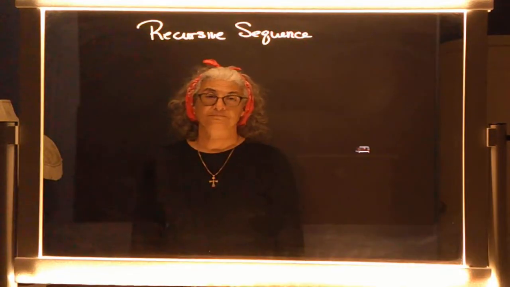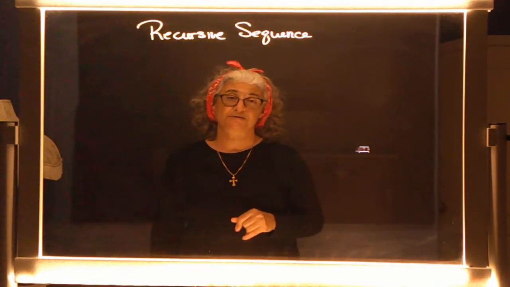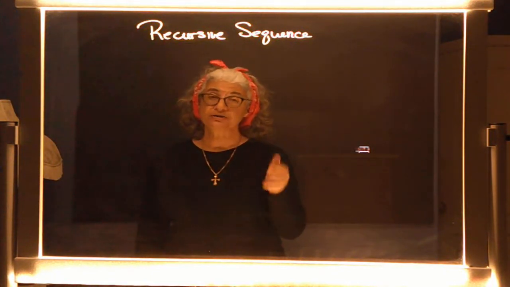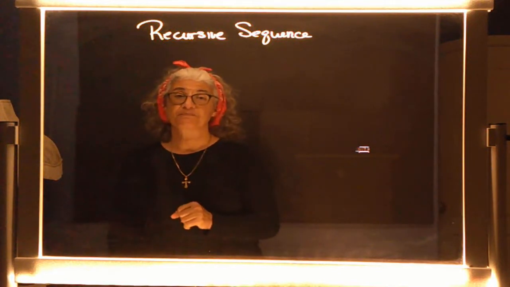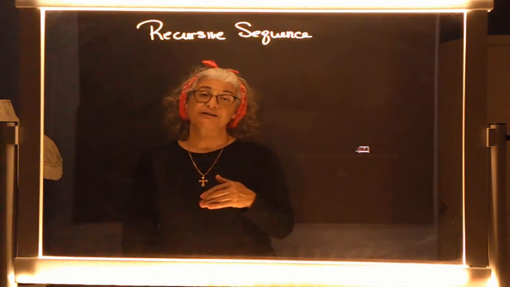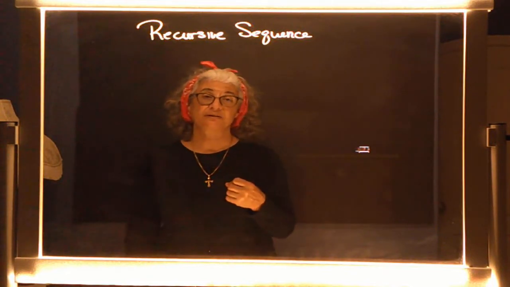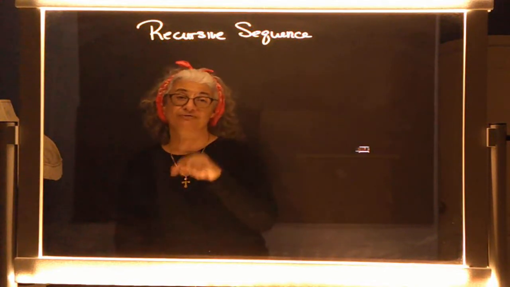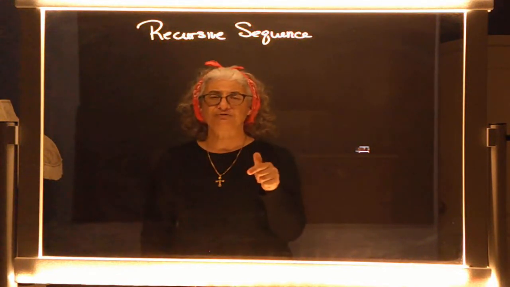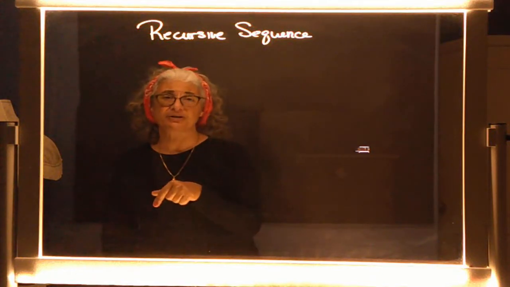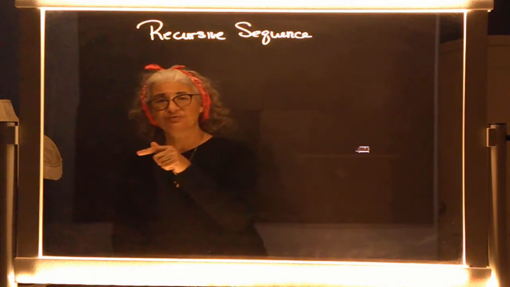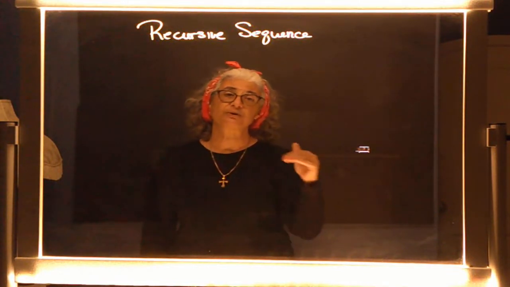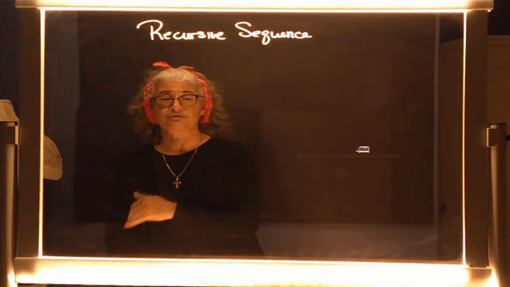I'll be right back. Okay, now let's talk about a recursive sequence. A recursive sequence is where one term depends on another. For example, if I'm trying to find the fifth term of the sequence, then for me to get the fifth term, I actually need to know term number 4. But to get term number 4, I actually need to know term number 3. But to get term number 3, I need term number 2, and to get number 2, I need to know number 1. Are you with me? So every term in this sequence is going to depend upon previous terms.